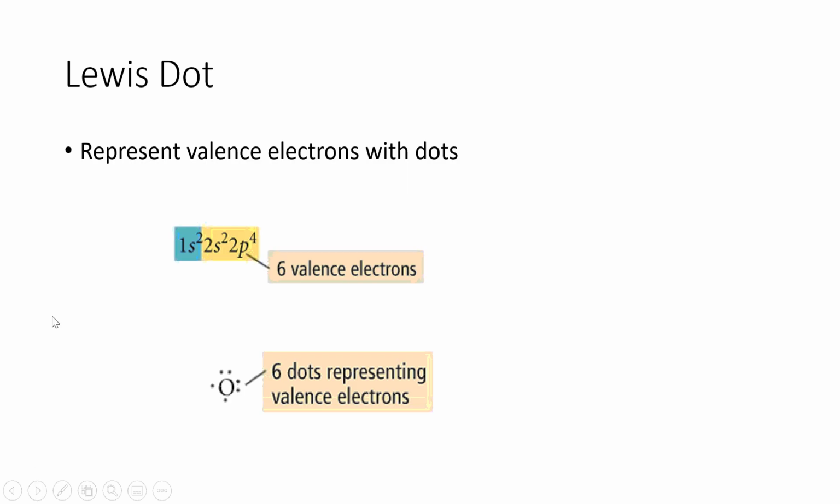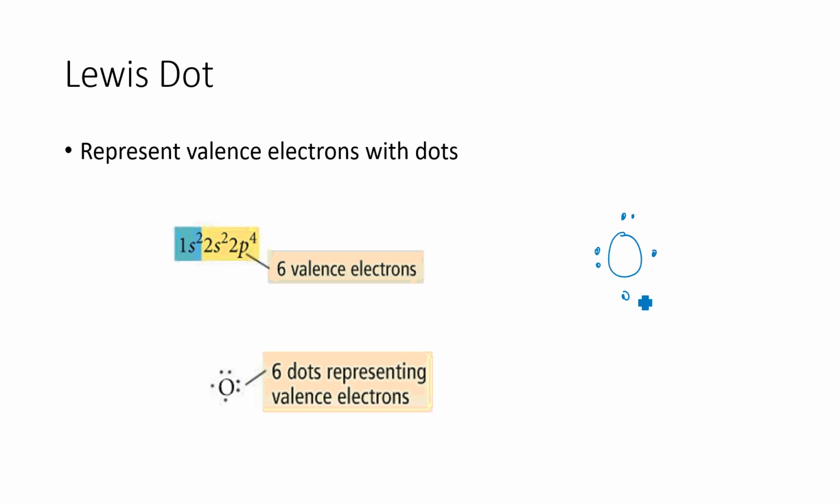So Lewis dot symbols. What we do in Lewis dot symbols is we use dots to represent valence electrons. So here's an example. We've got an atom of oxygen. If we look at its electron configuration, we see that it has 6 valence electrons. And if we were to draw the Lewis dot structure, we would draw it with 6 dots. And typically when we are drawing a Lewis dot structure for an individual atom, what we do is we put 1 dot on each side first. So we go 1, 2, 3, 4, 5, 6.